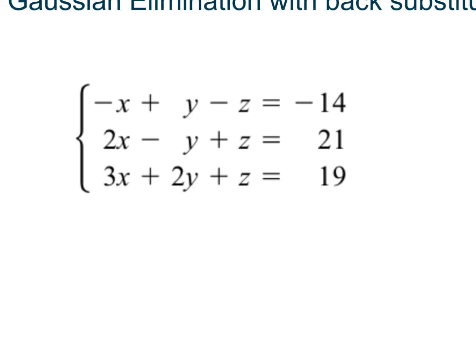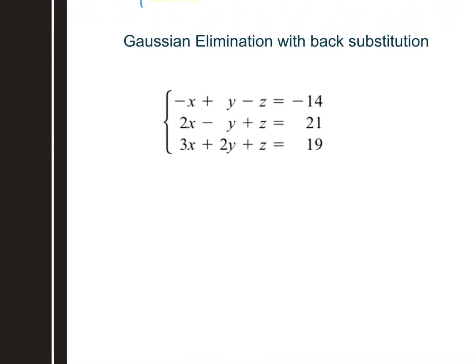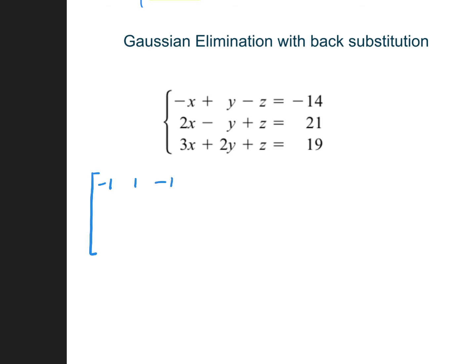All right, so the first thing you want to do is you want to set up your matrix. So let's just set up our matrix with what we have here. What does my first row look like? -1, 1, -1, and what? -14. Okay, good. What's the second row look like? 2, -1, 1, 21. And the third row is 3, 2, 1, 19.